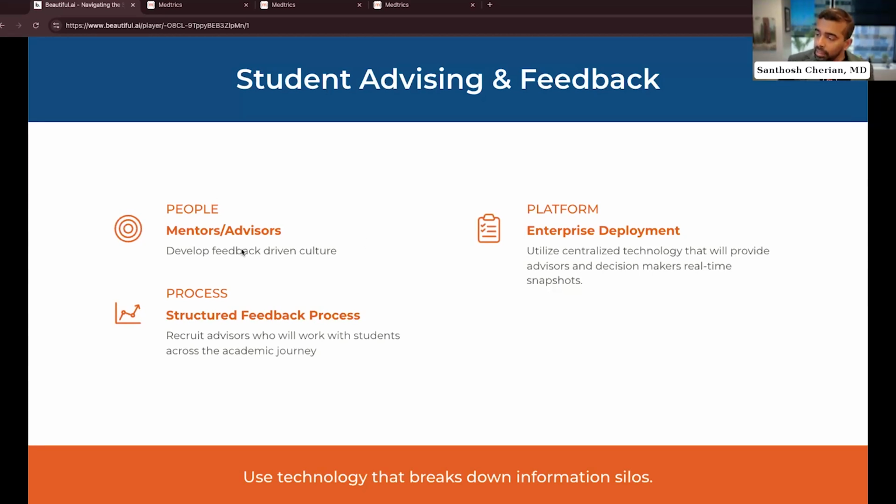So the people aspect of this is the mentors and advisors, whether they're recruited internally or externally, it depends on your organization. Second is the process development for structured feedback. You can't simply say, hey, meet with this person and get some feedback. You want to develop a formal process of when do they meet, what are they expected to talk to the students about, and give that to those mentors and advisors.